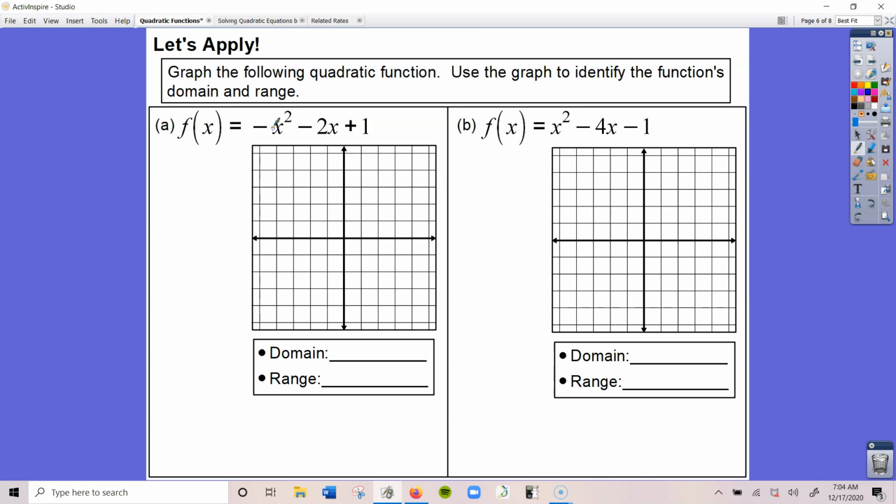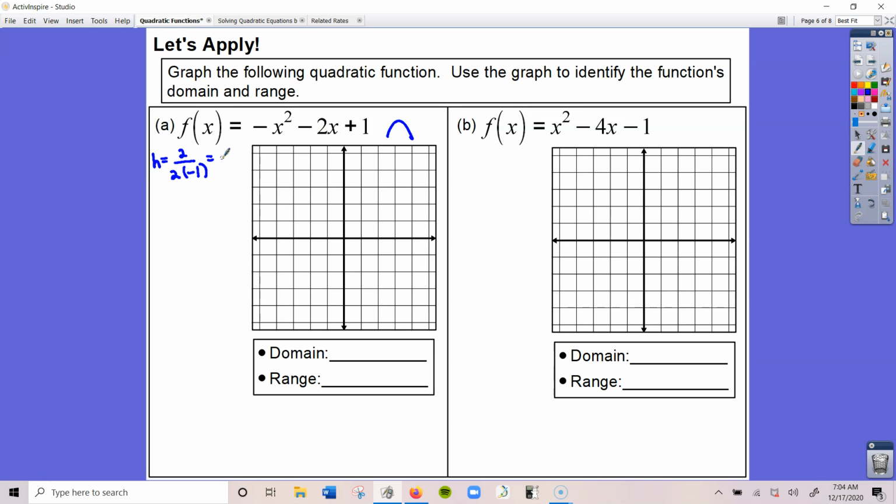So here we have negative x squared minus 2x plus 1. This a value is negative, so that means that my parabola is going to open downwards. Let's calculate h for my vertex. That would be negative b, so this negative 2 would become positive 2, over 2 times a, which is negative 1.